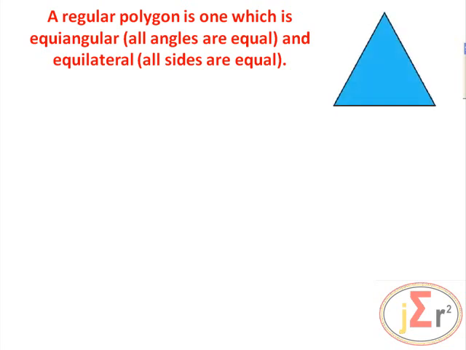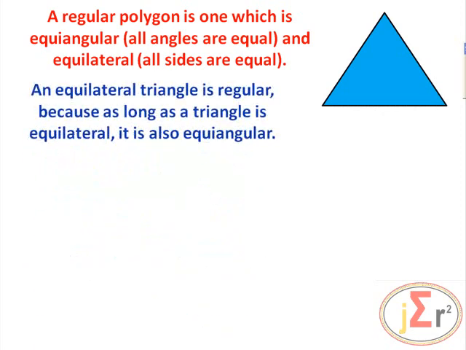So there we have our favorite, the equilateral triangle. For the equilateral triangle, all of the sides are equal and all of the angles are equal. An equilateral triangle is regular because as long as a triangle is equilateral, it is also equiangular. Equiangular means equal angles. All angles are equal.